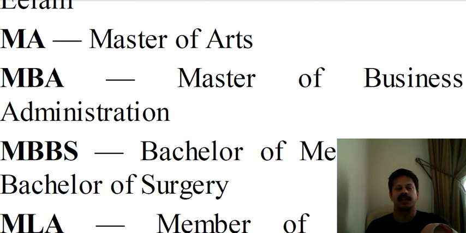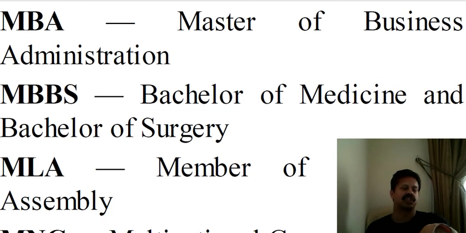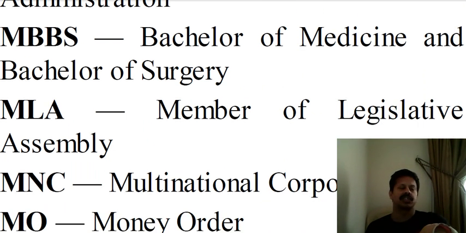MA, Master of Arts. We have seen BA is Bachelor of Arts. MBA is Master of Business Administration. MBBS, Bachelor of Medicine and Bachelor of Surgery. It is not a postgraduate qualification; for degree level, undergraduate qualification, we have MBBS.